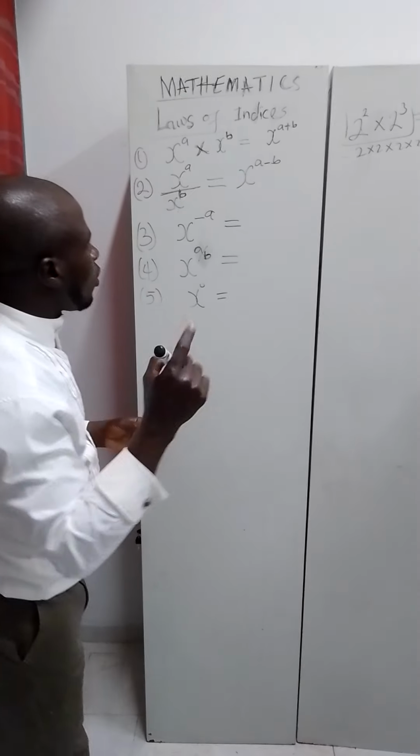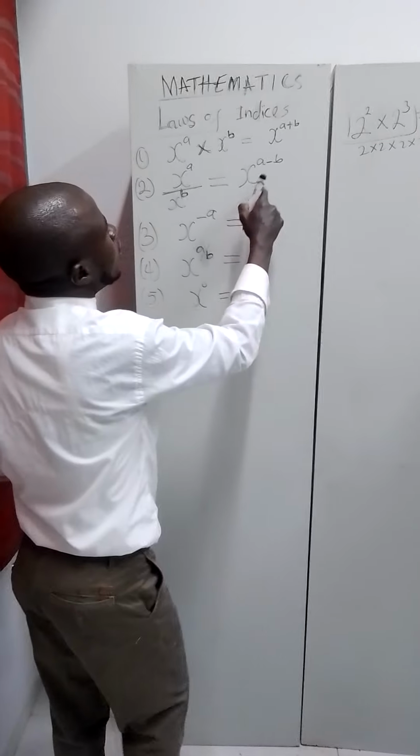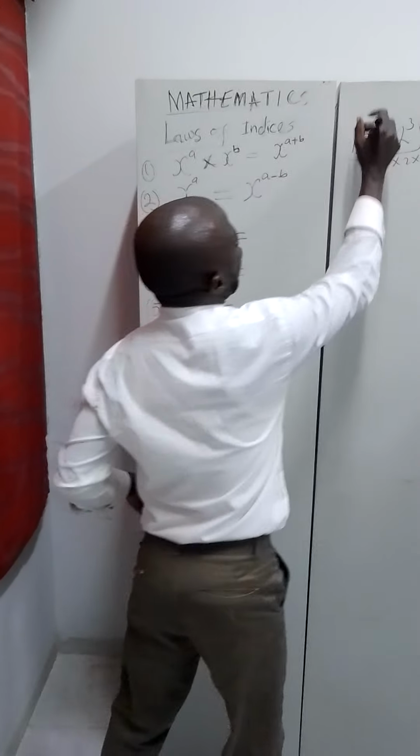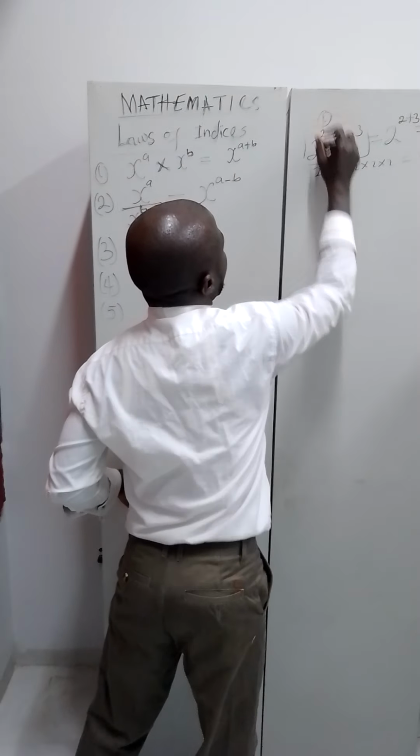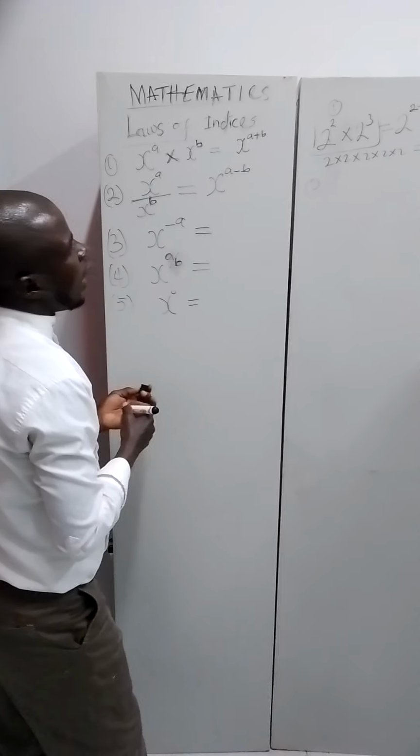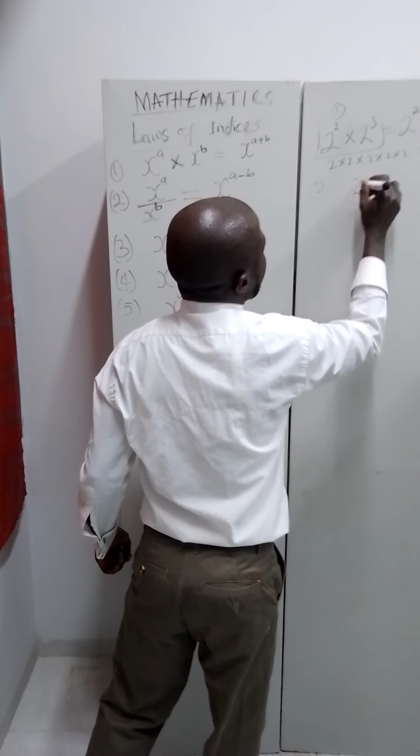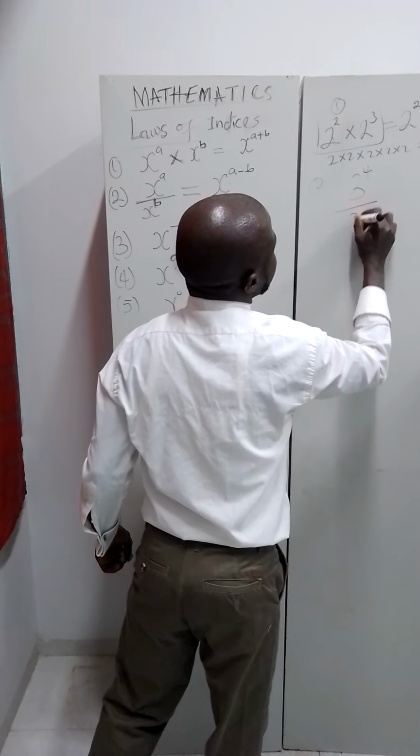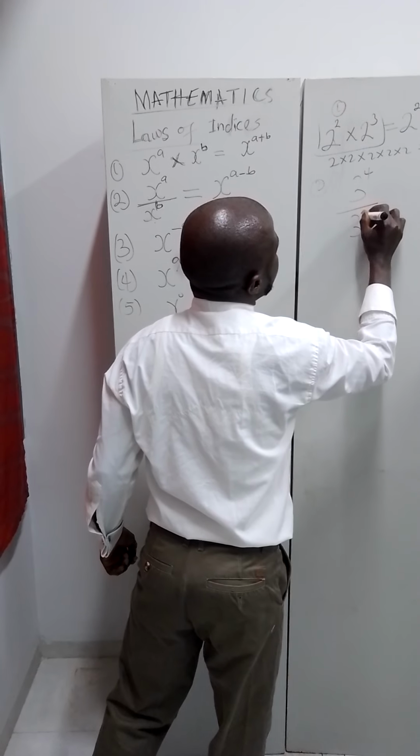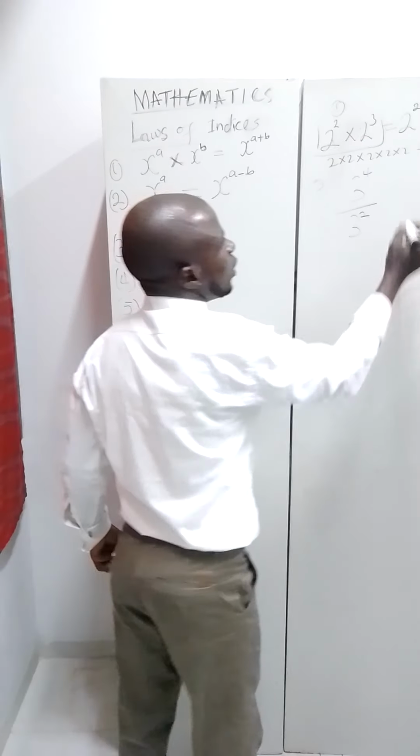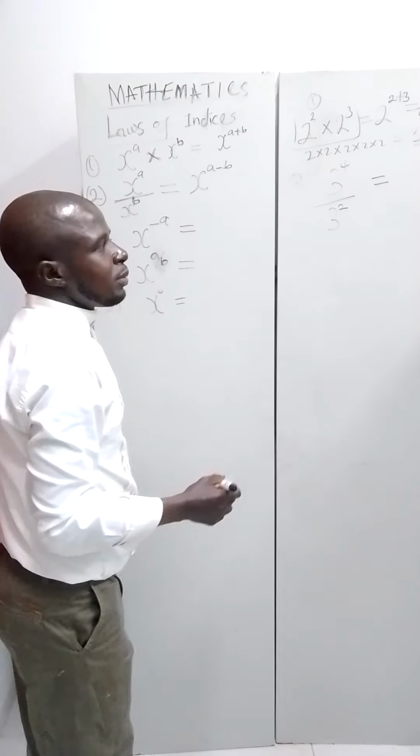Addition sign. That is a plus sign. So to apply the second law, this is the application of the first law. The application of the second law, assuming we have 3 raised to power 4 divided by 3 raised to power 2. What are we going to get?